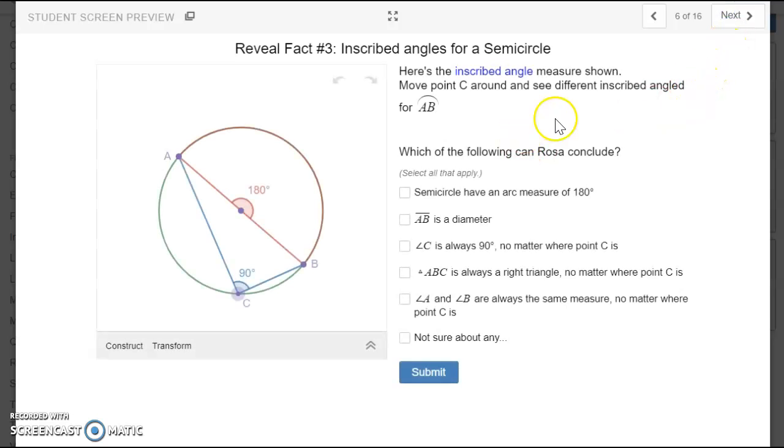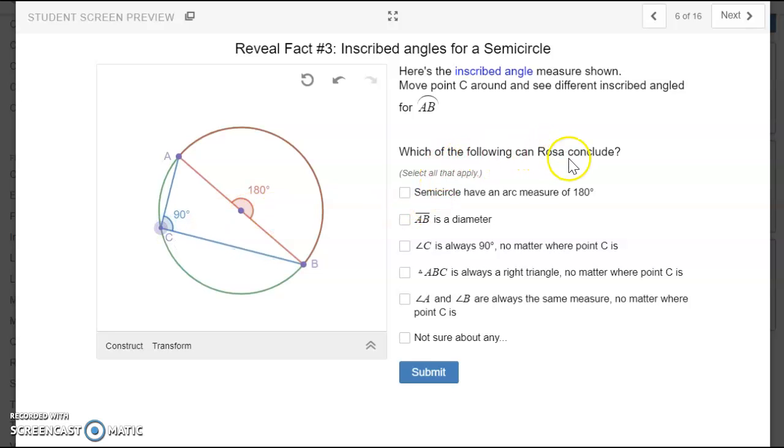Here is the inscribed angle measure shown. Move point C around to see different inscribed angles for AB. As long as we're dealing with a diameter, a segment going through the center, it does not matter where the vertex point is, it's always going to make 90 degrees.